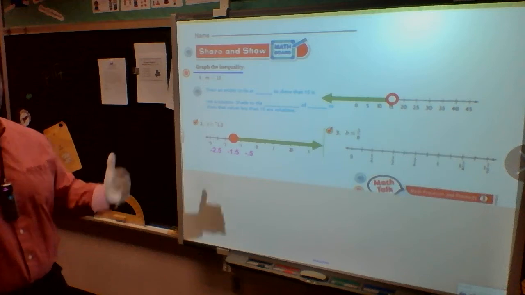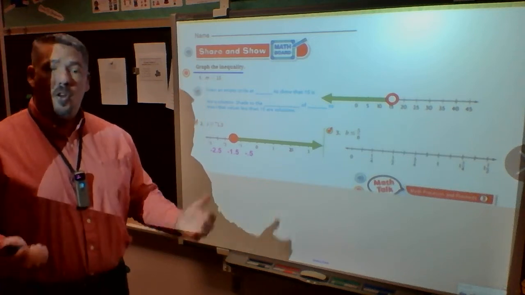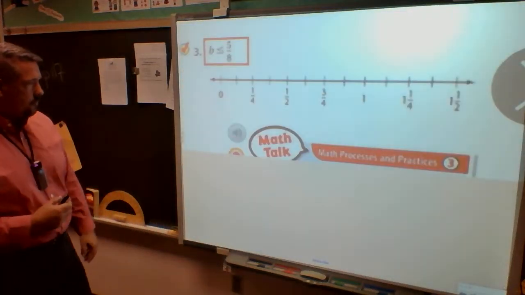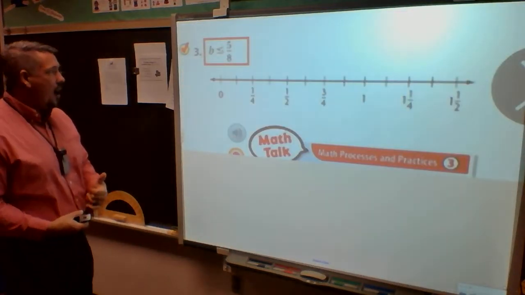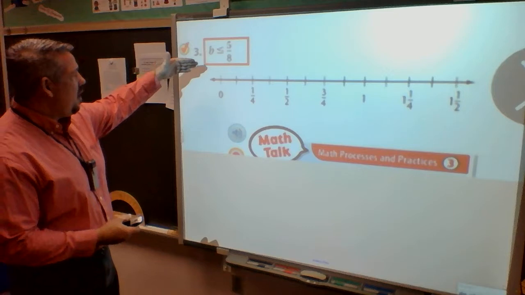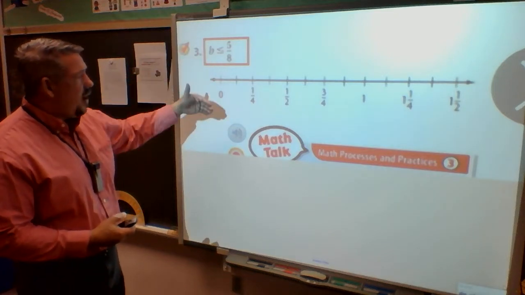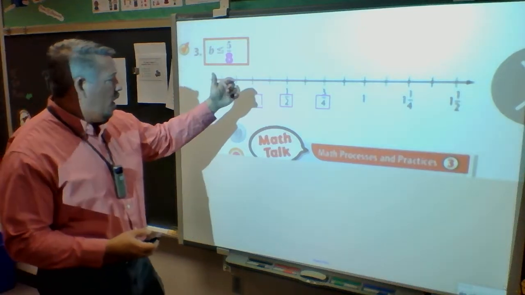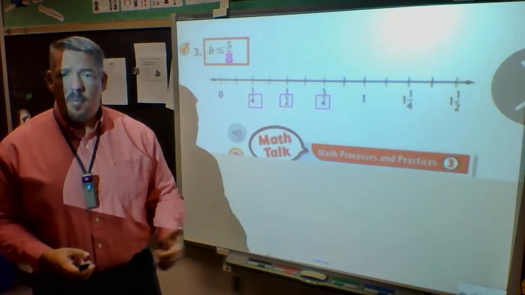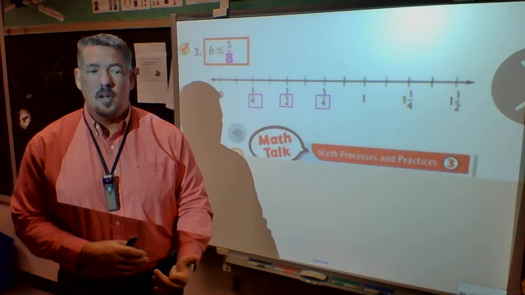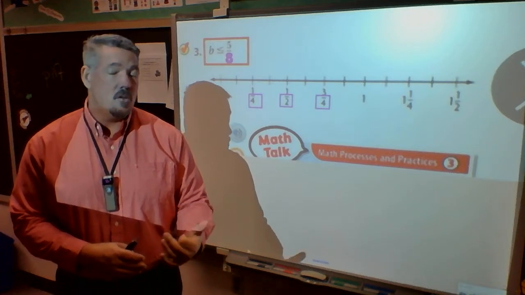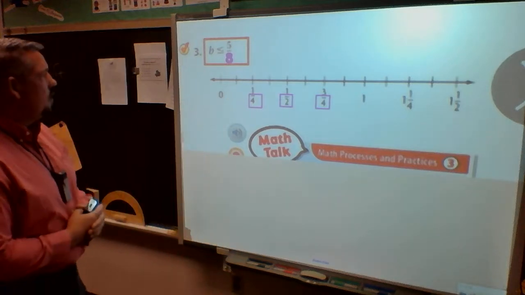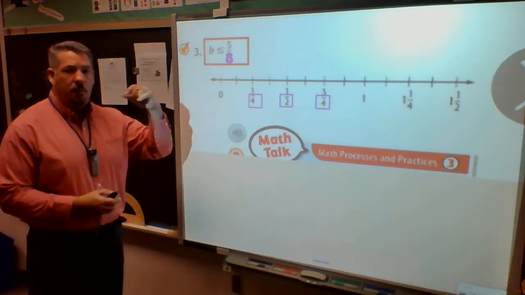Now number 3, I'm going to do something a little different. I'm actually going to enlarge it so we can look at exactly what I'm talking about. With this enlarged, I look at it, and it says that b is less than or equal to 5/8. When I look at the fractions they give me, I have a 4, a 2, an 8. And we're talking about comparing fractions. Well, I can't compare, add, or subtract fractions unless I have a common denominator. It tells me my denominator needs to be 8.